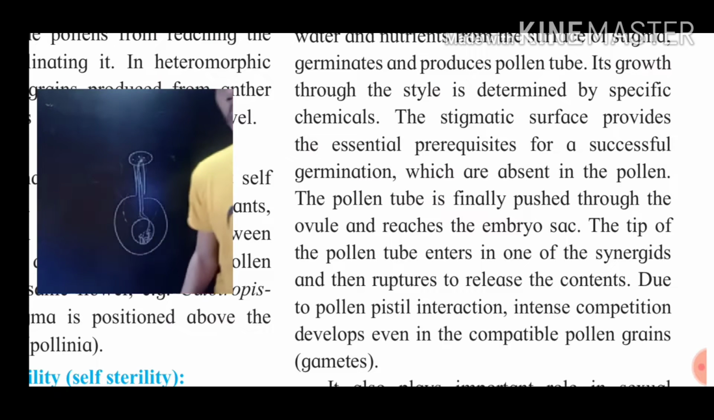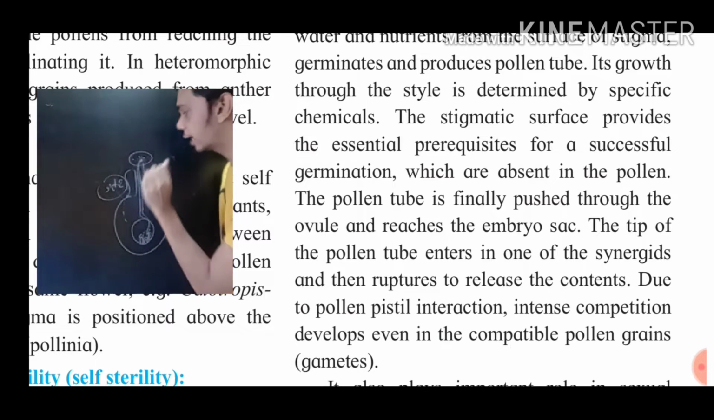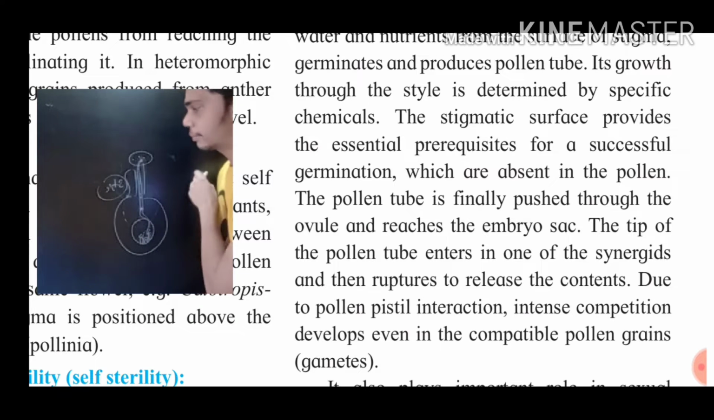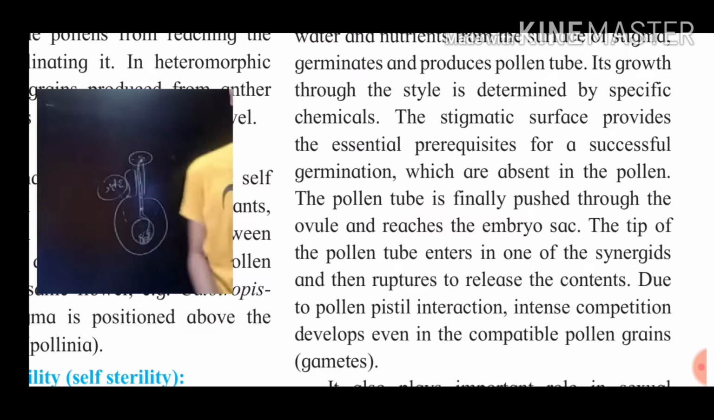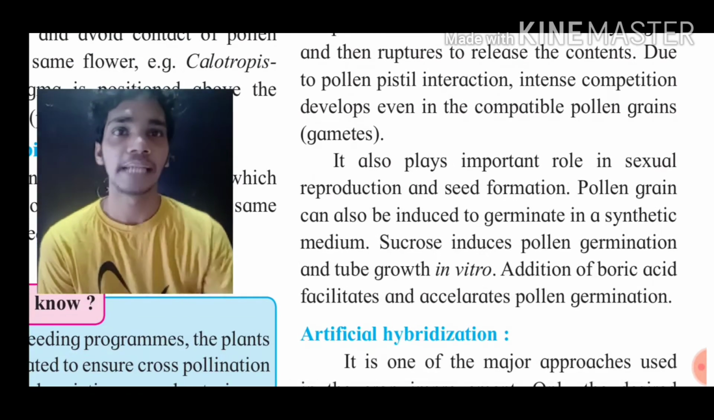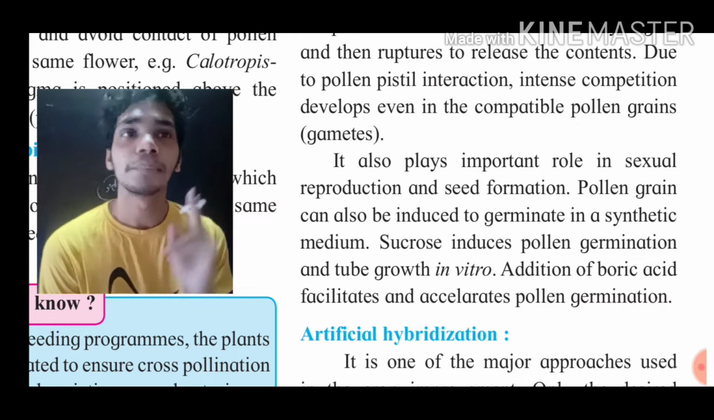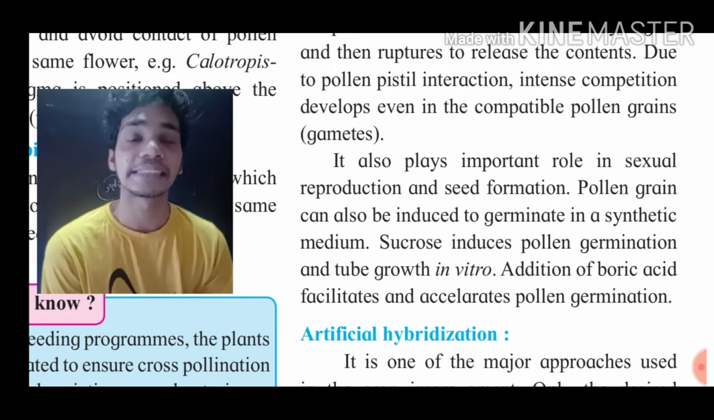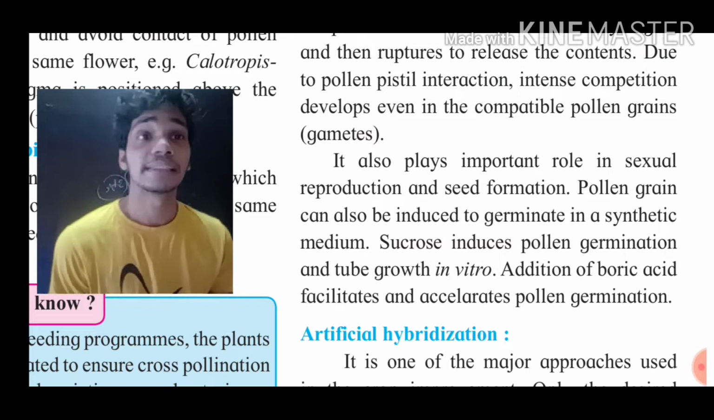Now one more point you have to understand: while transferring through the style, some changes occur, because the pollen tube has to carry with itself one pollen tube nucleus along with the male gametophytes. Two male gametophytes are there. They have to be transferred from the pollen tube to the embryo sac. That you have to understand very well. Okay, the last point is that it also plays an important role. So what is the importance? Let's study this. It plays an important role in sexual reproduction and seed formation. So pollen pistil interaction is very, very important in sexual reproduction and seed formation.